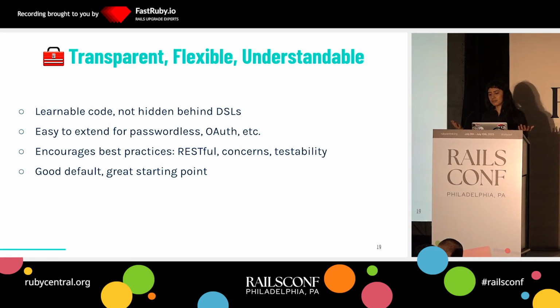So to summarize, why this is great: it's learnable code. It's not hidden. It's just there, very transparent. You don't have magic routes or engines. Everything is plain Rails, the good old MVC pattern. So it's very easy to trace. You can also extend it for other flows, as I will show in a bit. And it encourages best practices because we use the RESTful pattern and concerns. It is very testable. So it is a great default. It is a good starting point to just get things working quickly.